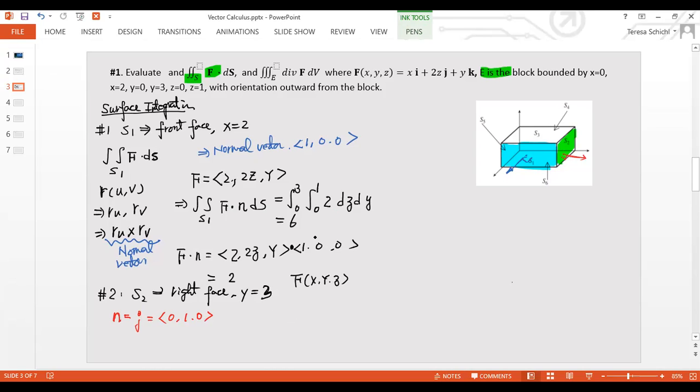Okay, so y equals 3. So this one will be x, 2z, and 3, right? Okay, now I take F dot. So now I will say F dot the normal, so it will be (x, 2z, 3) dot (0, 1, 0). So what I have here is 2z, right?